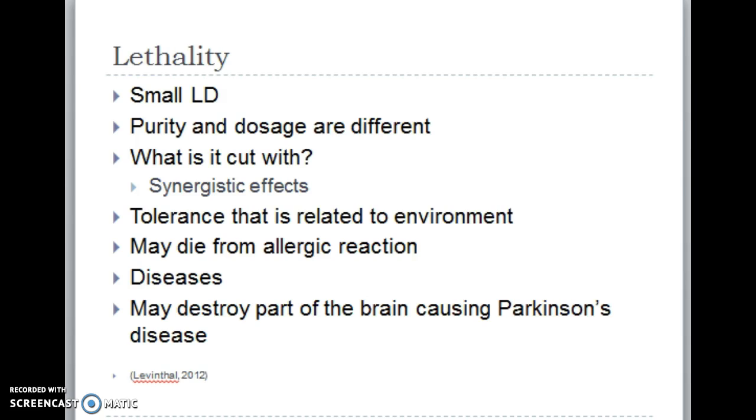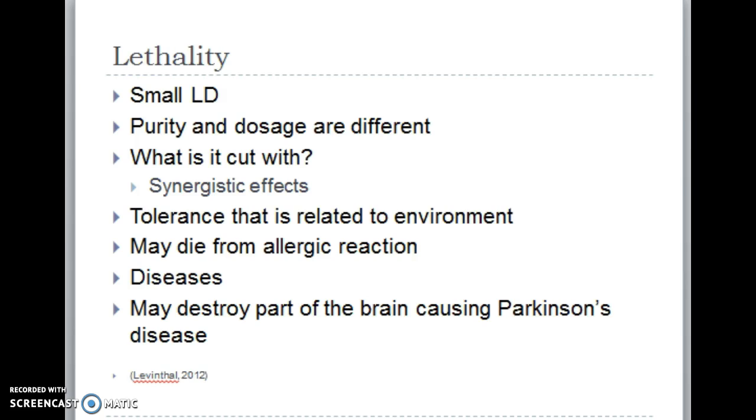Tolerance that is related to the environment. This is seen in people who go to the same place with the same people, the same habit, or the environment they're in when they're taking the substance. So if they go to the same place and inject with the same people, the tolerance might be related to that environment. But if one day they decide to take the drug in another way or another place, the tolerance might be different, and they might actually be more likely to overdose because they're taking it in a different area.